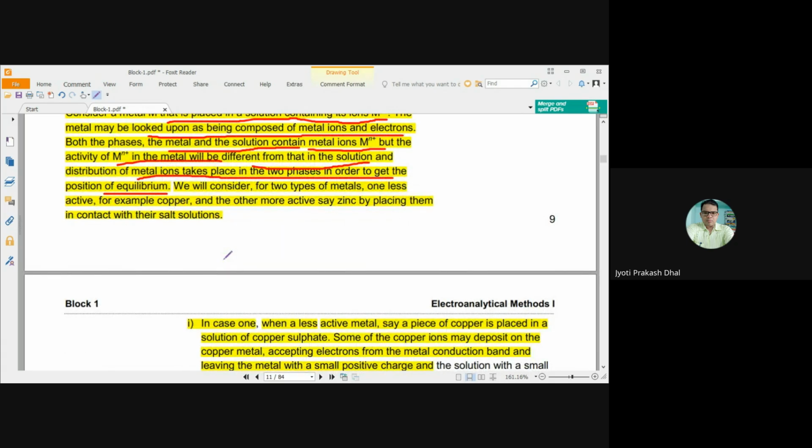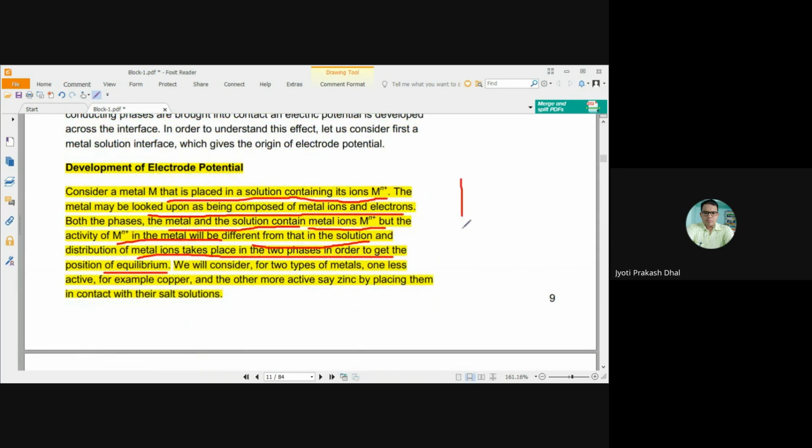Here we will consider two types of metals. Suppose this is one copper sulfate solution we have taken, because we know that in the copper sulfate solution Cu2+ and SO4 2- ions are there. So the copper sulfate solution will contain Cu2+ ions. And if in the copper sulfate solution you dip a copper electrode or copper rod, the copper rod contains copper atoms. Now the Cu atoms are immersed in Cu2+ solution, so there will be development of a potential between the Cu and Cu2+ ion.